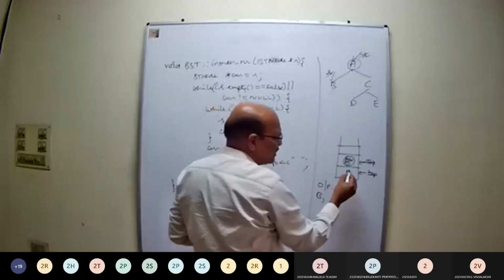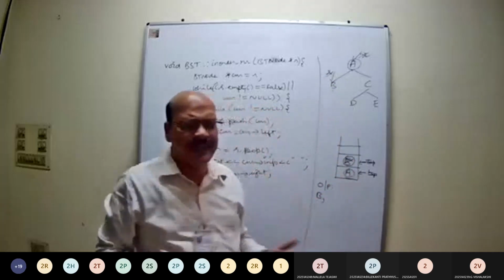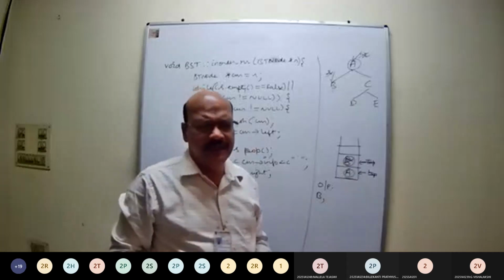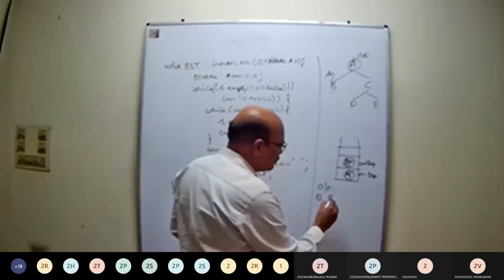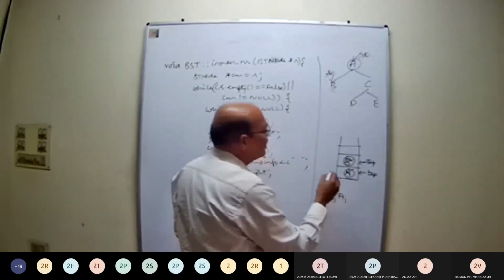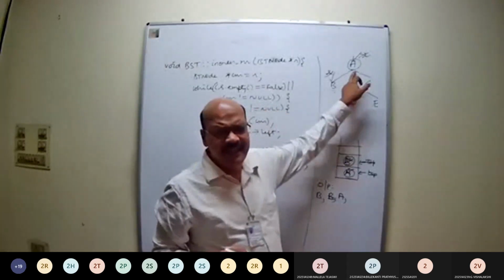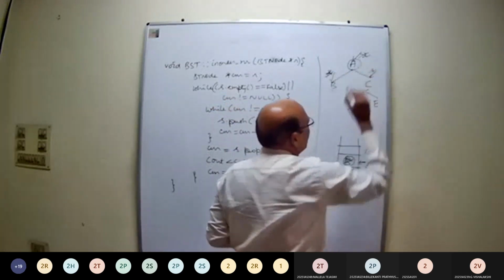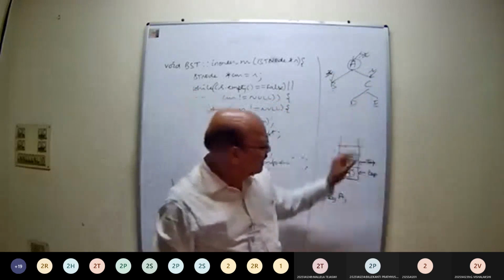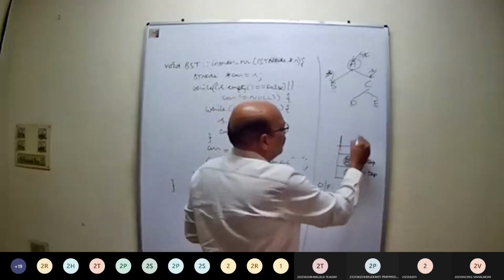If it does not have a right chain, check whether any node is pending in the stack. Yes, so pop it out and display, and then check whether it has any right chain. Now it has a right chain, so make this temporary pointer point to C. So once again, same procedure.